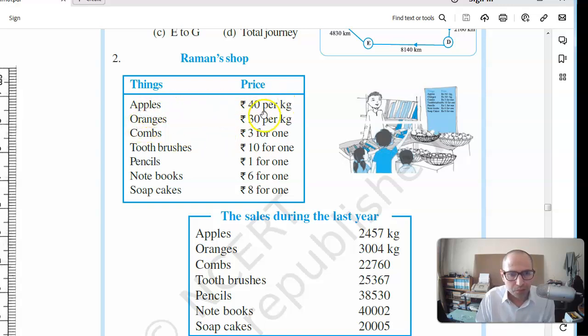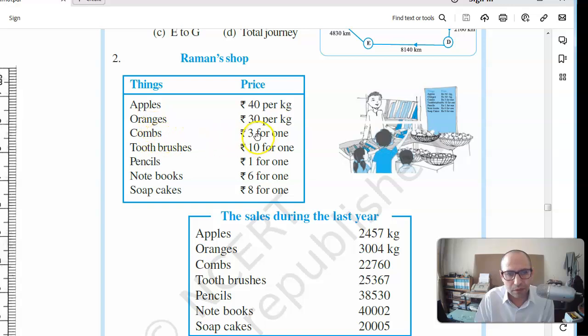You see that the price for apples is 40 rupees per kilo. The price for oranges is 30 rupees per kilo. So the price is per kilo, meaning 40 rupees for 1 kilo, right? Oranges are 30 rupees per kilo or per kg. That means 30 rupees for 1 kg, 60 rupees for 2 kgs, 3 times 30, which is 90 rupees for 3 kilos, and so on and so forth, right?